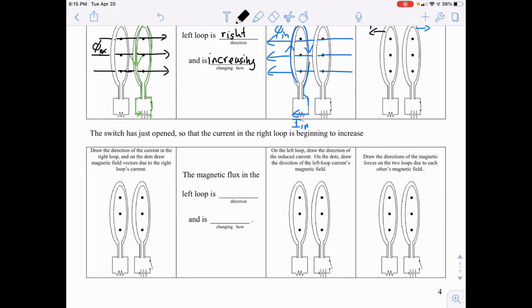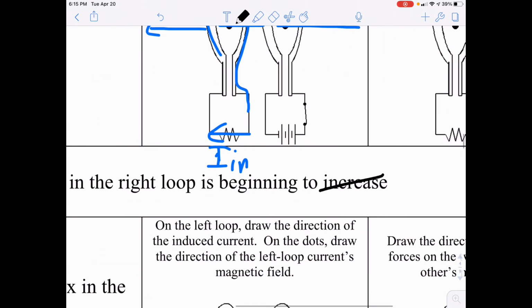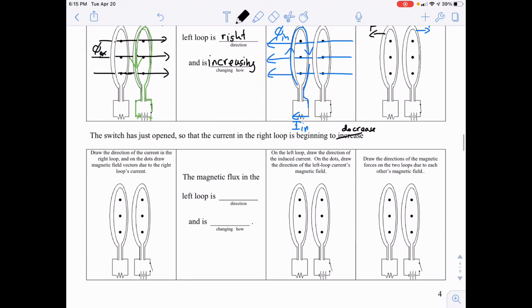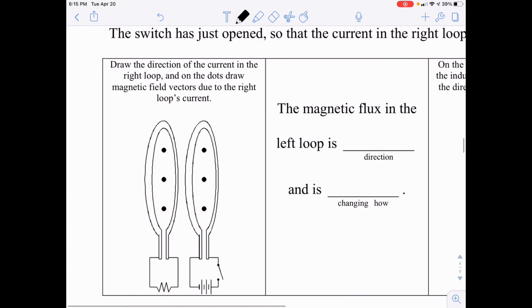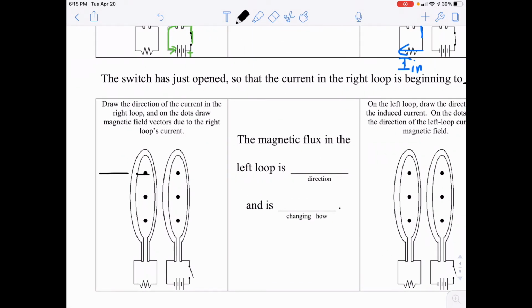Okay, now the switch has just opened, which means the current in the right loop is beginning to decrease, not increase. This is a typo. We already looked at increase. So we're going to open the switch, and as soon as we do, the current's going to shut down to 0. So the current is still pointing the same way, and thus the magnetic field is pointing exactly the same way as it was before.